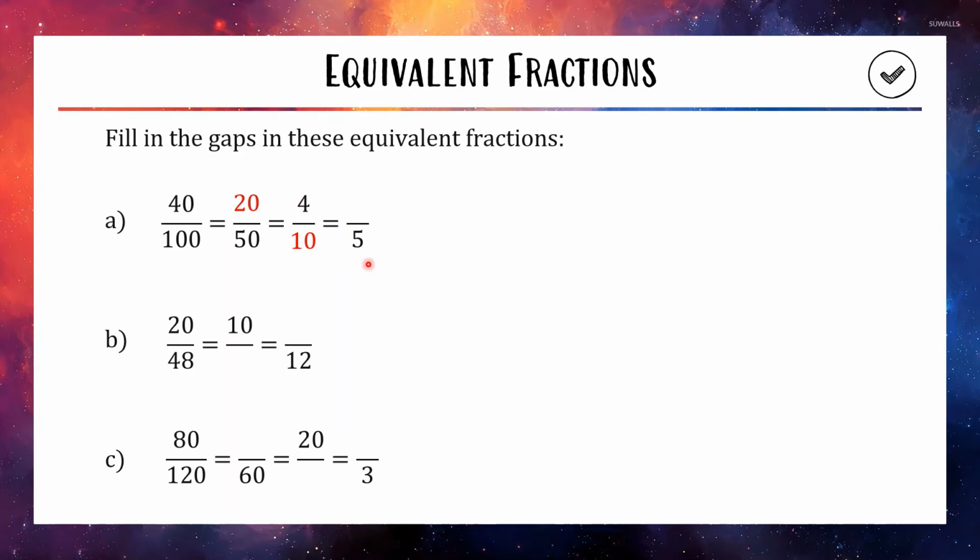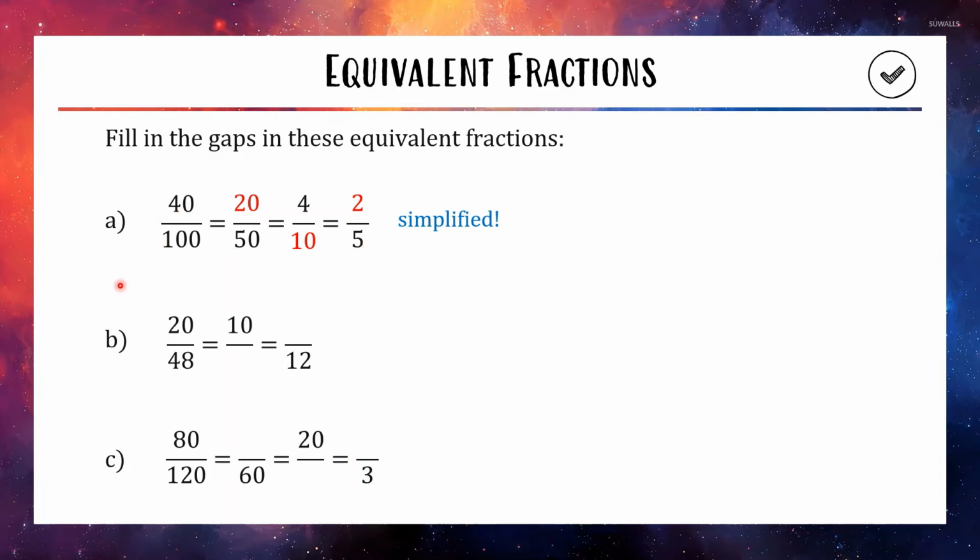And now for the last step, we're chopping 10 in half to turn it into 5. So half of 4 is 2. And there we have 2 out of 5 is a simple way of writing 40 out of 100. So when you get to a point where your numbers on the top and bottom can't get any smaller, we call this a simplified fraction. So 2 out of 5 is the simplified form of 40 out of 100.